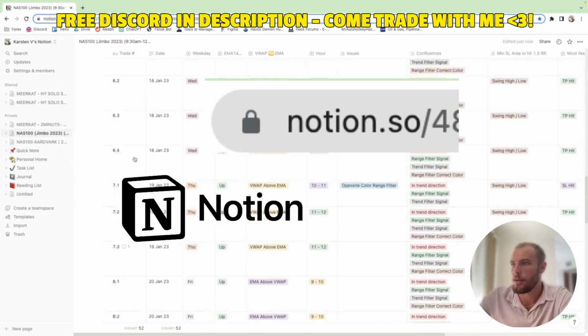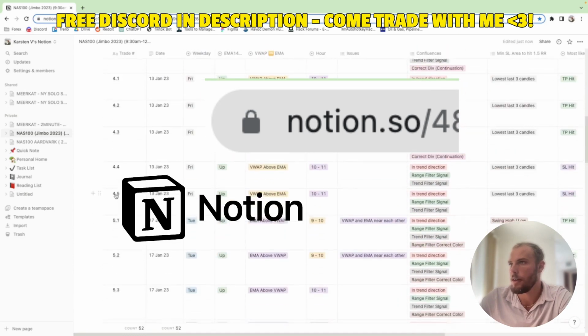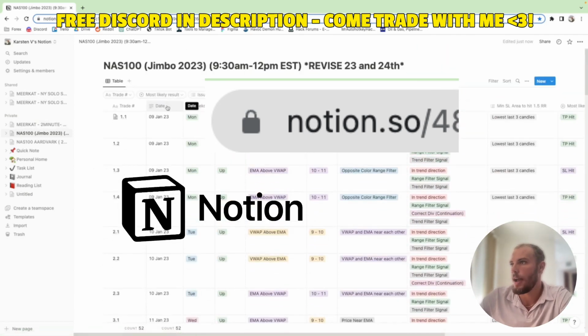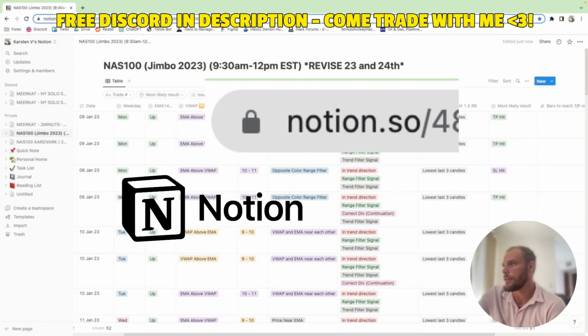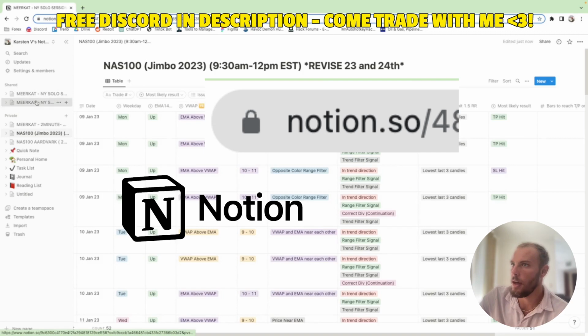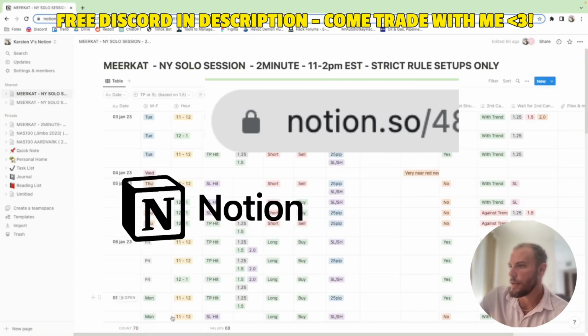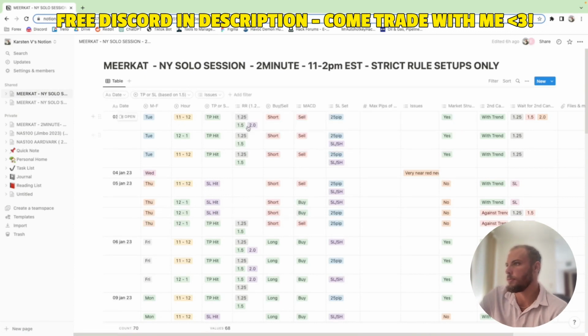In my Notion file, I just want to break it down a little bit here. I have my trade number. As you can see, it goes all the way down. I have the day of the week. I have whether the EM up and VWAP are going down. I have different columns for different types of data that I'm collecting. I have different sheets. For example, the one I'm about to show you has the day of the week, the hour, the take profit or stop loss, the RR, the MACD.